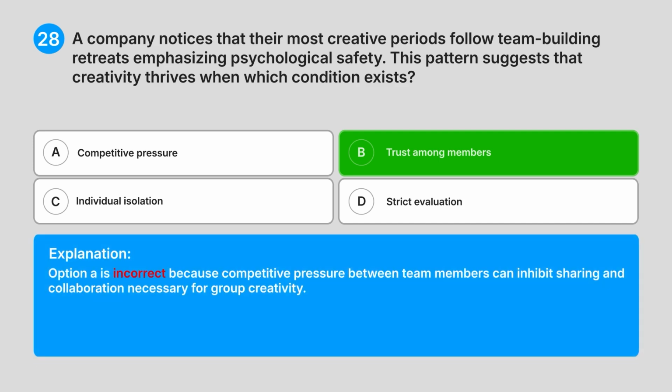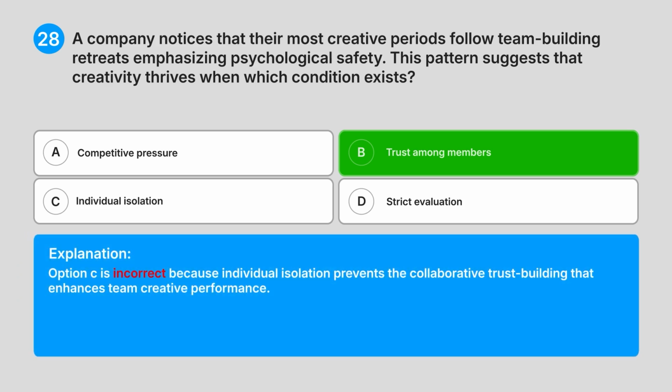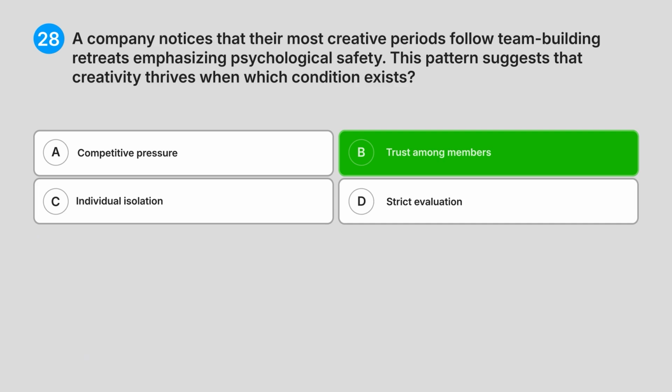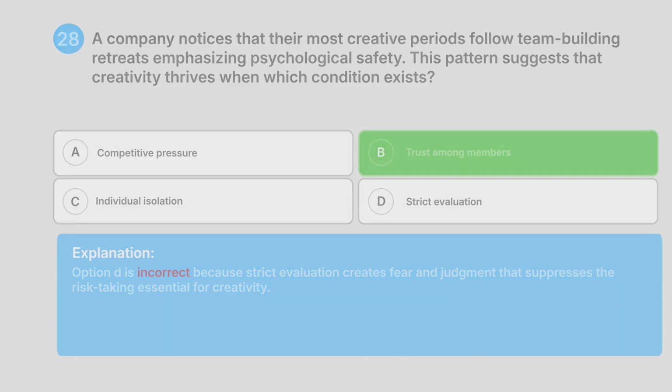Option A is incorrect because competitive pressure between team members can inhibit sharing and collaboration necessary for group creativity. Option C is incorrect because individual isolation prevents the collaborative trust building that enhances team creative performance. Option D is incorrect because strict evaluation creates fear and judgment that suppresses the risk-taking essential for creativity.